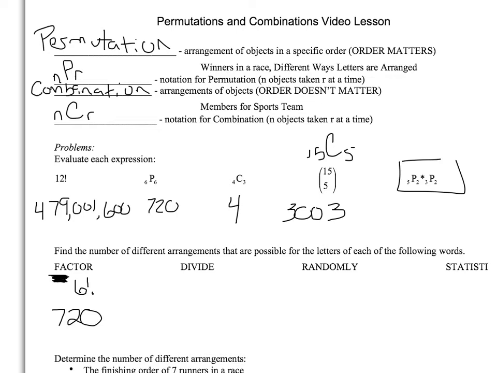Now for divide, I see I have 6 letters there. However, this time I see that I have 2 D's.